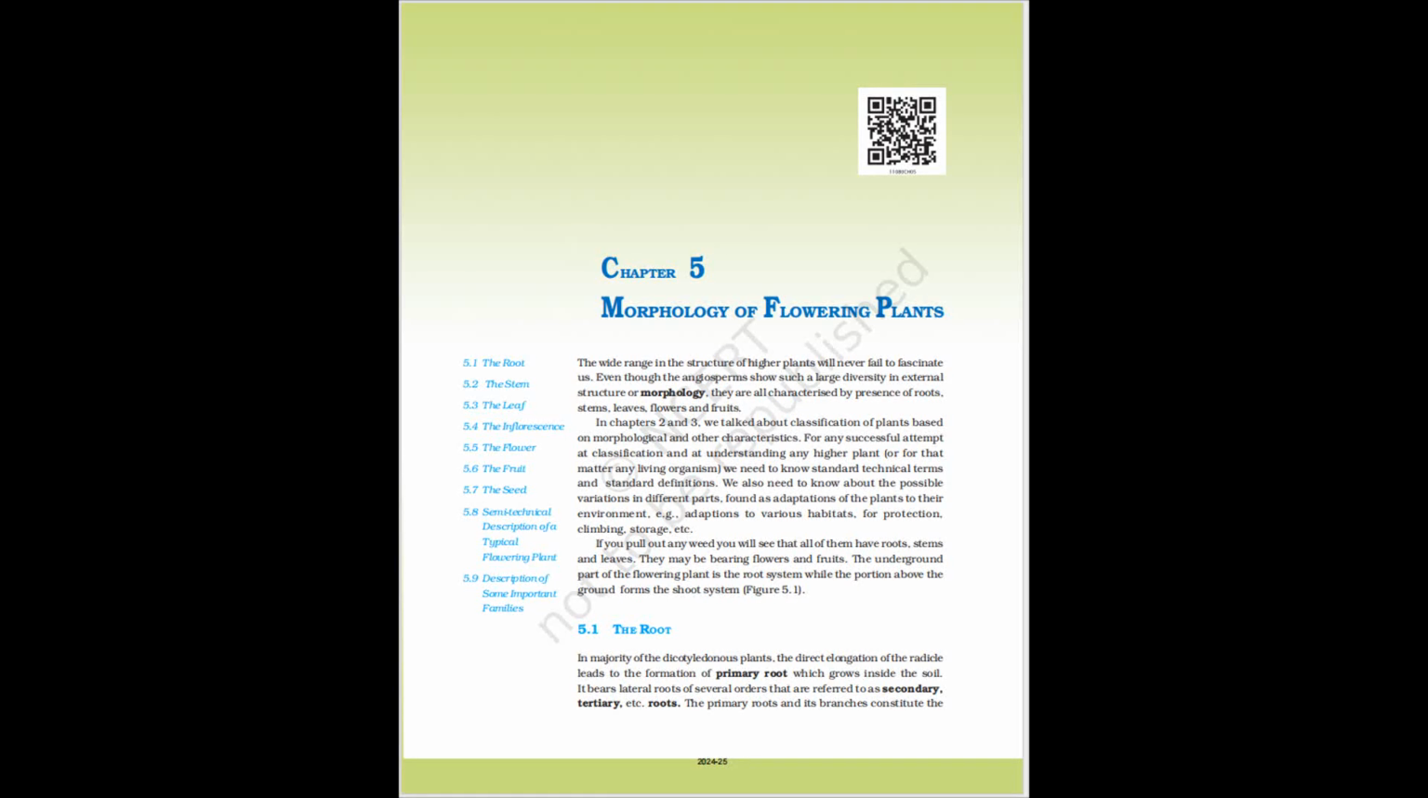A. Marginal. B. Axial. C. Parietal. D. Free central. E. Basal. In marginal placentation, the placenta forms a ridge along the ventral suture of the ovary, and the ovules are borne on this ridge, forming 2 rows, as in pea. When the placenta is axial and the ovules are attached to it in a multilocular ovary, the placentation is said to be axial, as in China rose, tomato, and lemon.